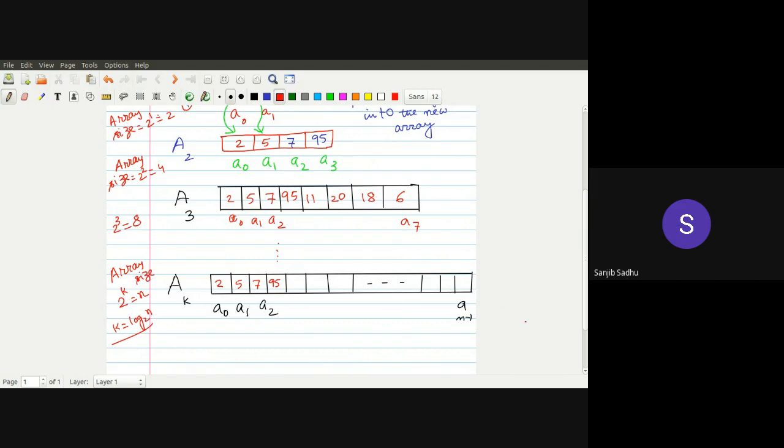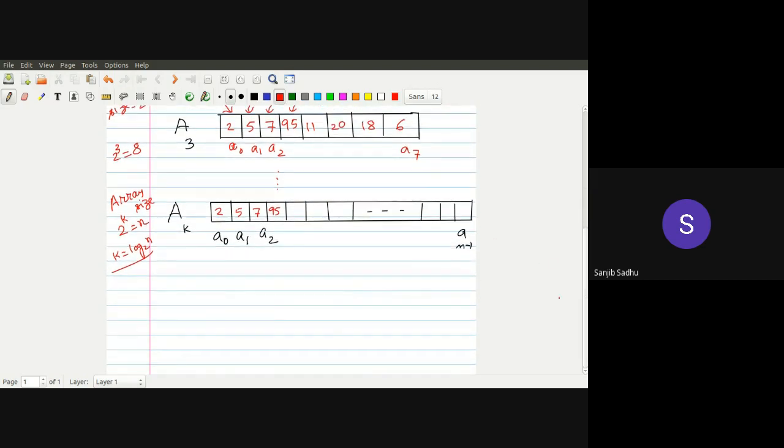Now, how much time will it take to complete all these operations together? You can think about what you are doing. You are copying the previous elements here, here, here, and then storing the new elements here in these cells. So how much time does it need to get all the elements from A(k minus 1) to Ak?